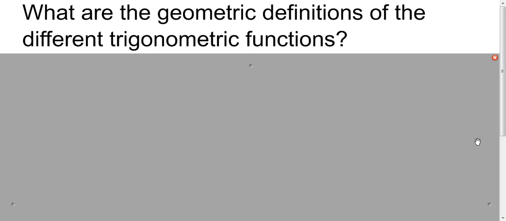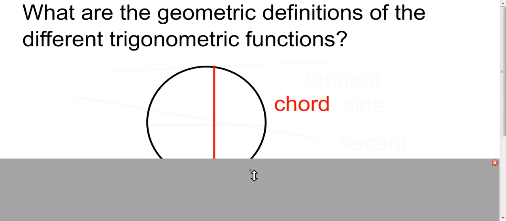This lesson is about trigonometric functions, specifically discovering the graph for tangent in a very organic way that relates to its geometric definition. So we're going to review the different geometric definitions of trigonometric functions, as well as I'm going to give you a brief history lesson. So the first trigonometric function was actually the chord function.